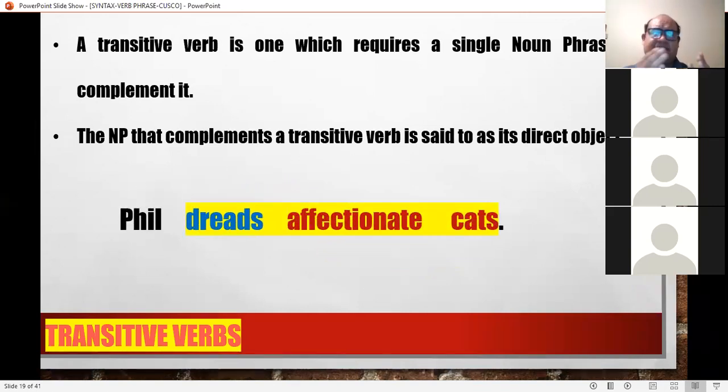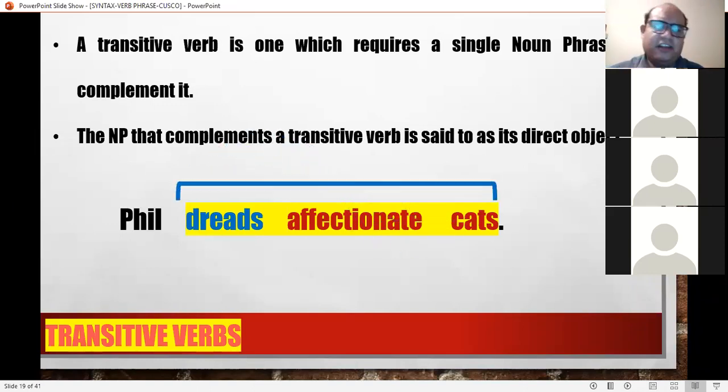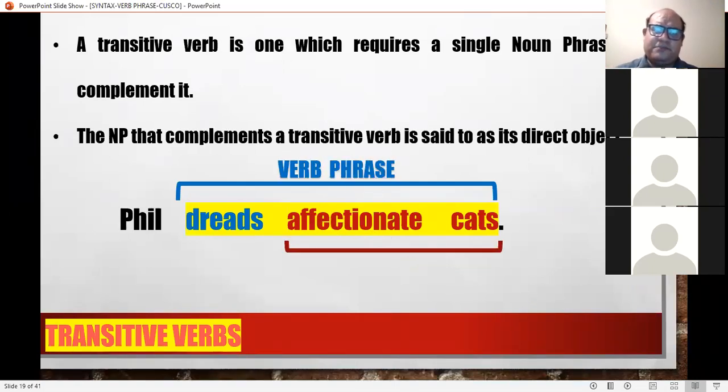Notice here again, the same sentence. This is the last sentence that we have analyzed. Phil dreads affectionate cats. So what is the composition? Again, dreads affectionate cats is the verb phrase, right? This verb phrase is composed of two parts: the verb, that is the lexical, plus a noun phrase.